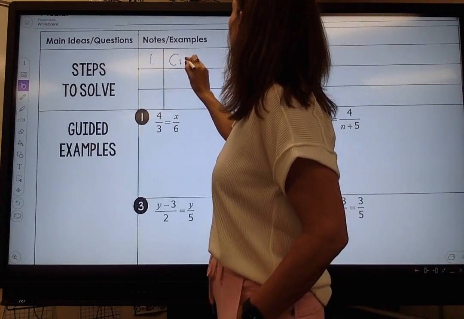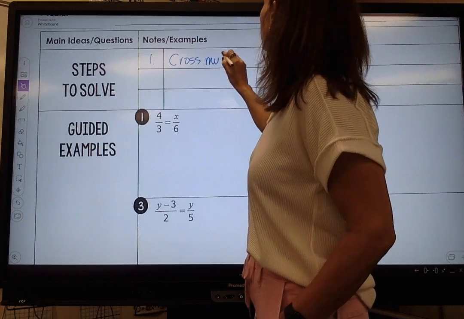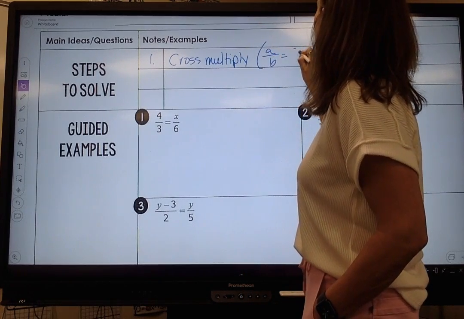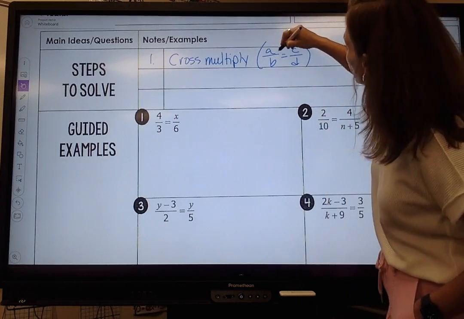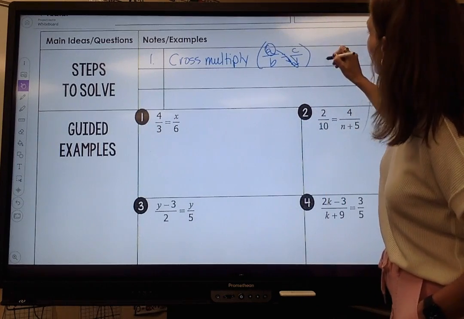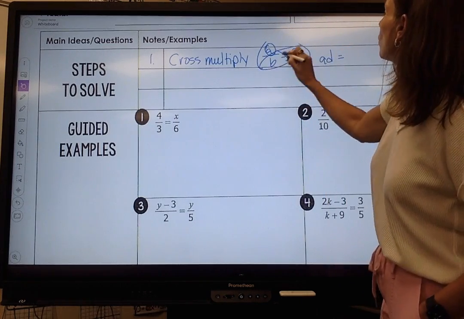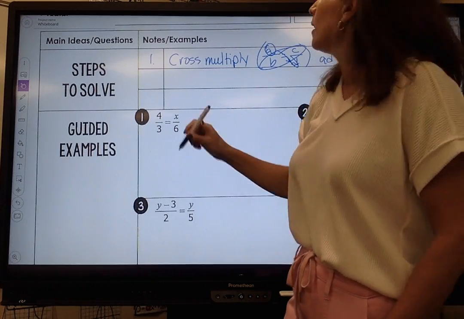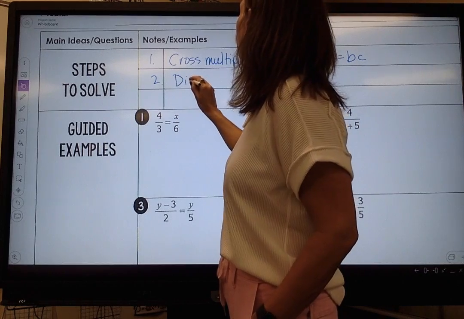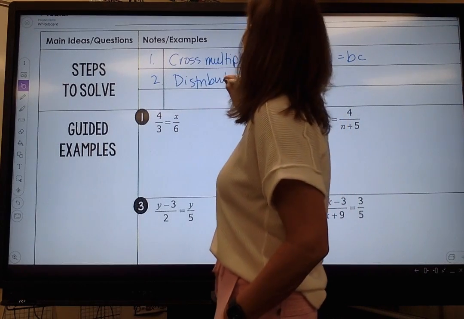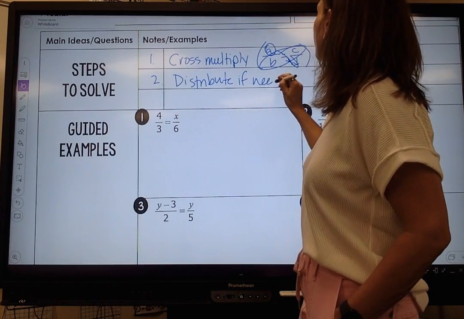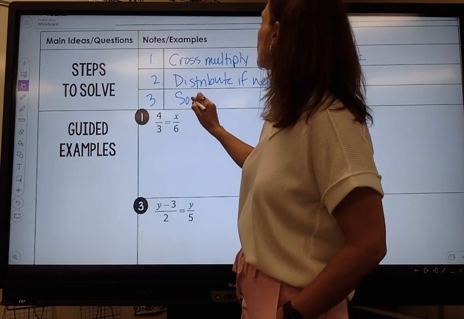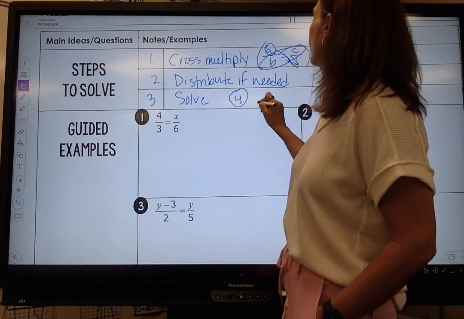Our first step is we're going to cross multiply. And remember, cross multiply means we multiply A times D, and then we set it equal to B times C. That's cross multiplication. We'll go over that in a second. Step 2 is we're going to distribute if needed. Step 3 brings us back to a two-step equation, so we're going to solve. And step 4, we're going to check it.